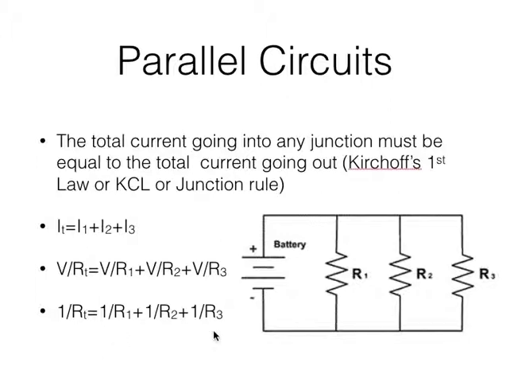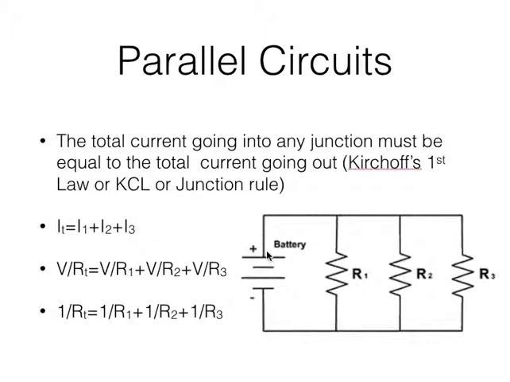If you do this calculation, you'll notice one thing. With parallel circuits, if you add resistors in parallel, the total resistance actually goes down. For example, if these are all 1 ohm resistors, here you would have 1 plus 1 plus 1 equals 1 over total resistance. So you get 1 over total resistance equals 3. Therefore, the total resistance is now 1/3.